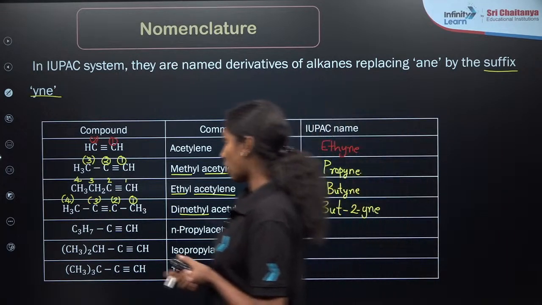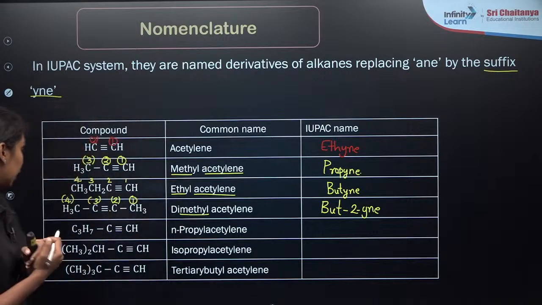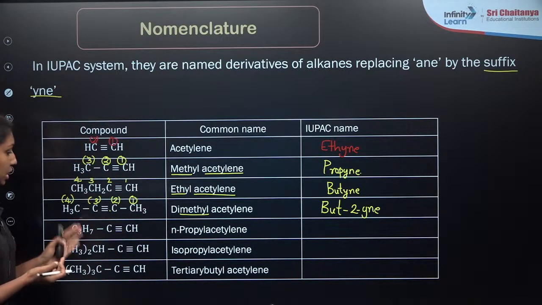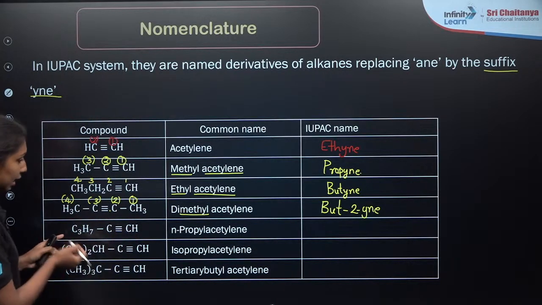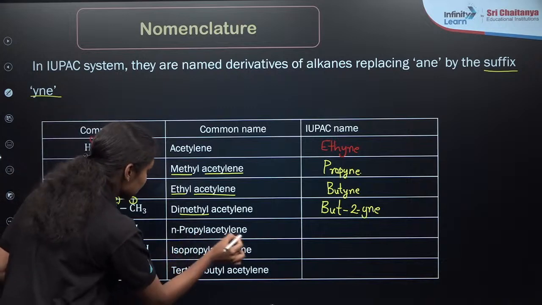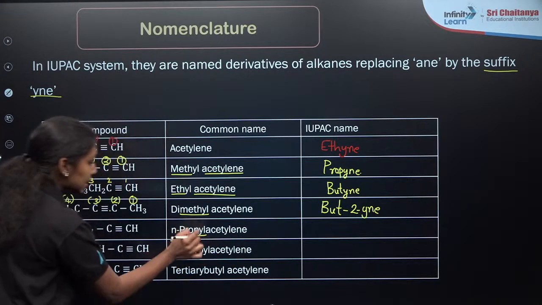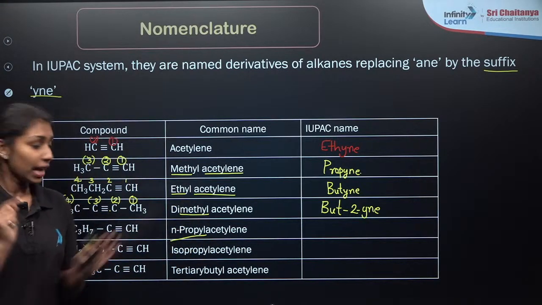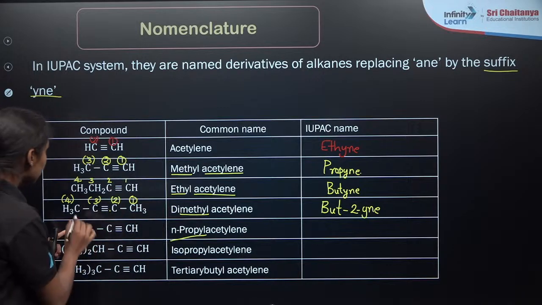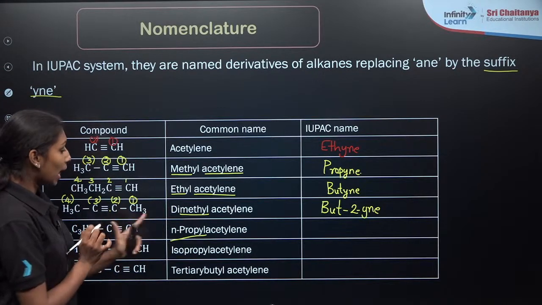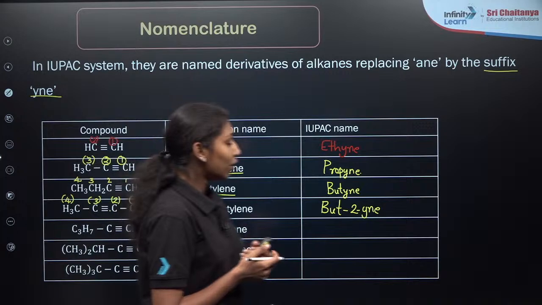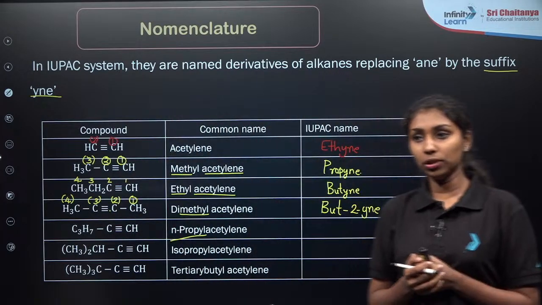Now let's quickly talk about the next 3 compounds. Next one is C3H7 C triple bond CH. Here you can see that the common name for the compound is known as N-propyl acetylene. Instead of acetylene, in the place of hydrogen, the N-propyl group is replaced to form C3H7 C triple bond CH, which is N-propyl acetylene. What will be the IUPAC name of this compound?